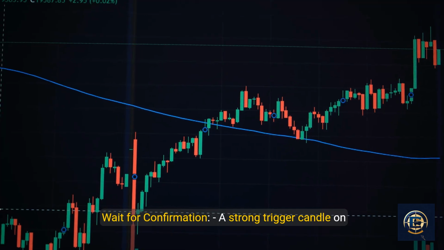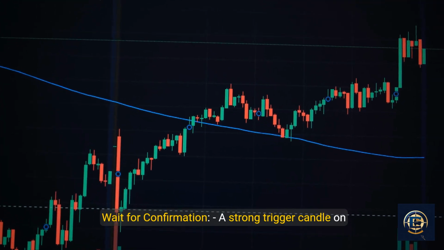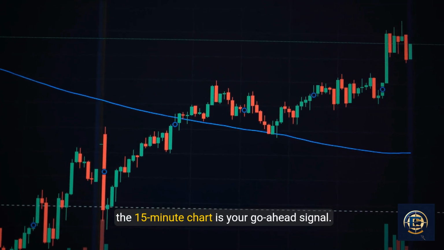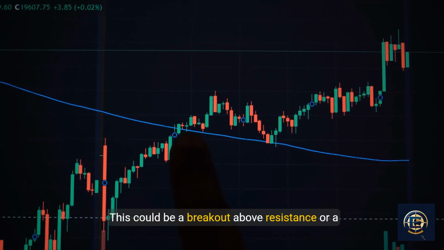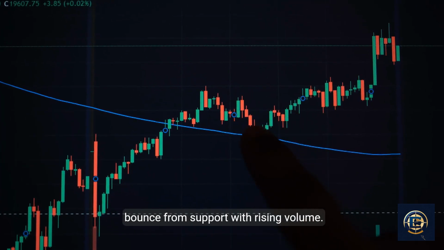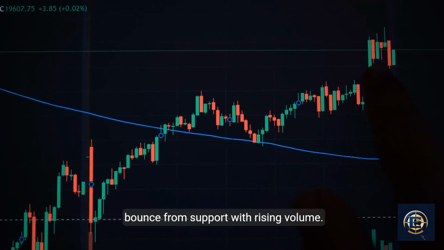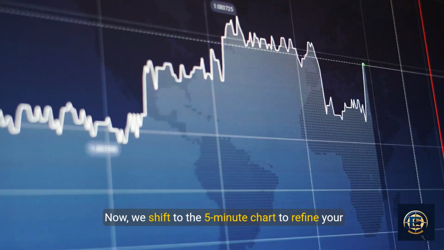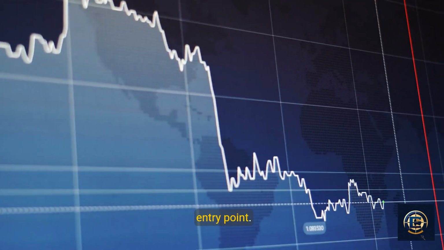For 5, wait for confirmation. A strong trigger candle on the 15-minute chart is your go-ahead signal. This could be a breakout above resistance or a bounce from support with rising volume. Now, we shift to the 5-minute chart to refine your entry point.